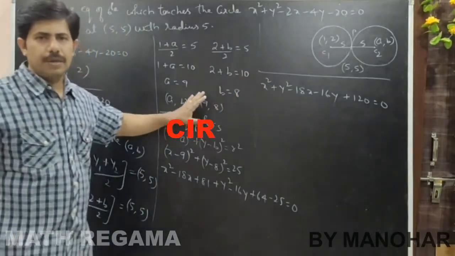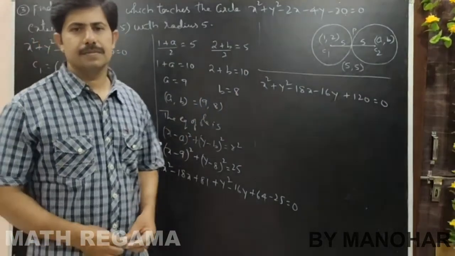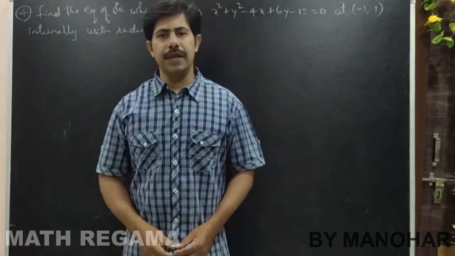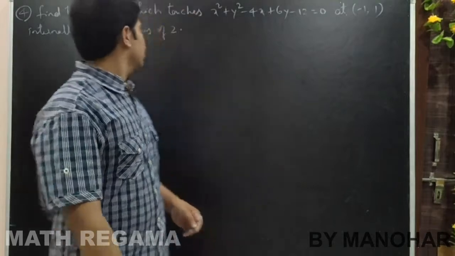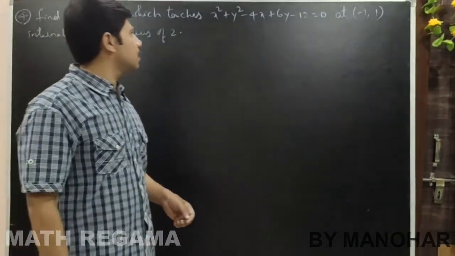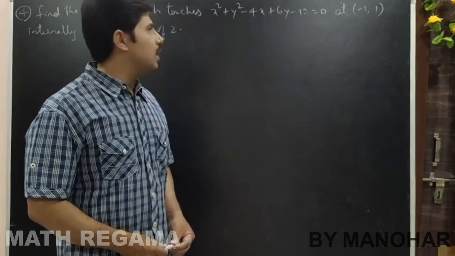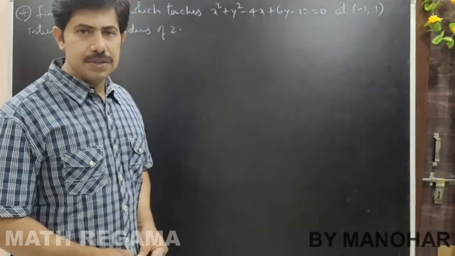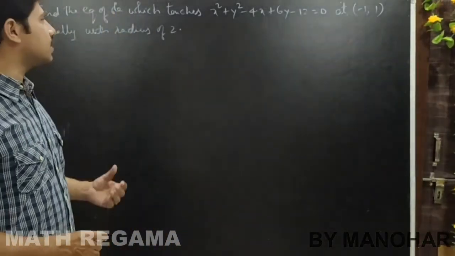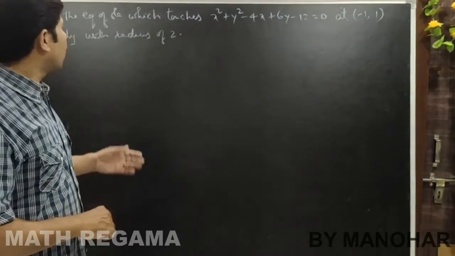Also a very important problem. This carries 7 marks. So, next problem: find the equation of the circle which touches the circle x square plus y square minus 4x plus 6y minus 12 is equal to 0 at (-1, 1) internally with radius 2. So here the required circle is touching the given circle internally with radius 2.